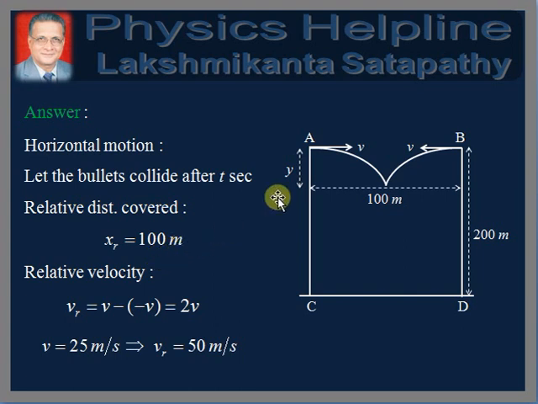Relative velocity. If velocity of A is equal to plus v, then velocity of B will be equal to minus v. Therefore relative velocity Vr will be equal to v minus of minus v, which is equal to 2v. V is given as 25 meters per second. Therefore Vr is equal to 2v, which will be equal to 50 meters per second.